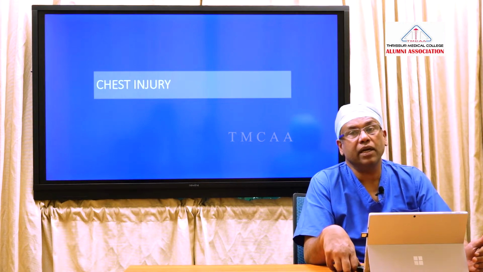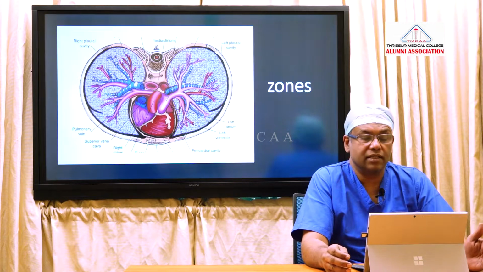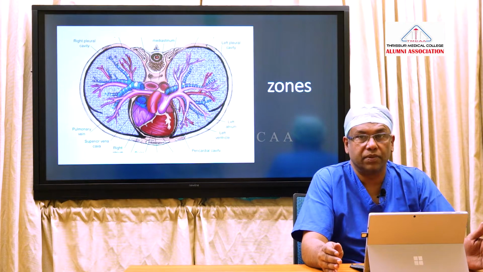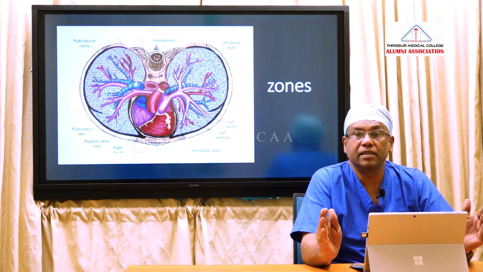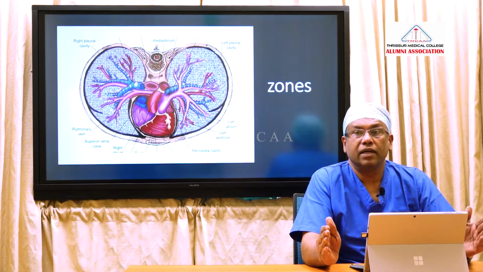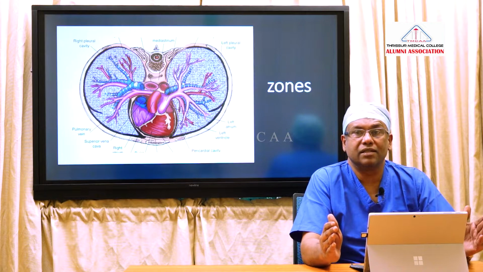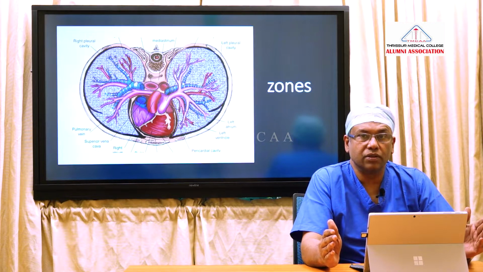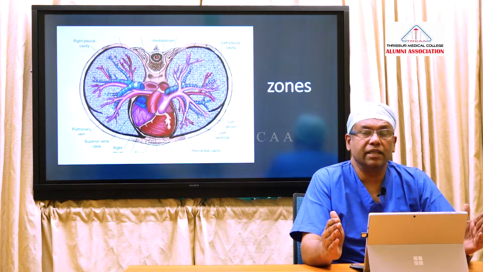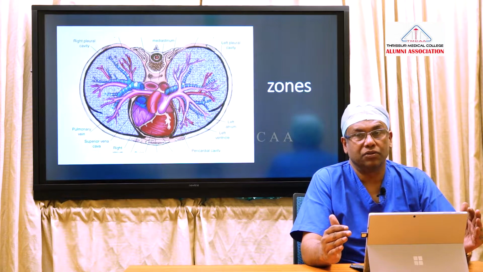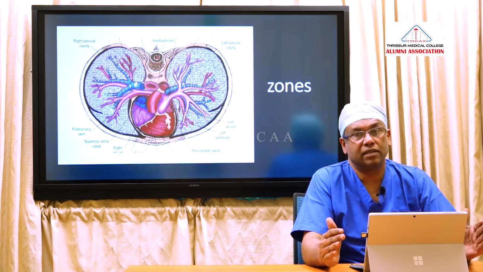So, for anatomical description, trauma of the chest is divided into three zones for description purposes. Basically, the management remains exactly the same. But for description purposes, the chest is divided into three zones. Zone 1 means the chest wall, that is the ribs and the pleura. Zone 2 is the lung parenchymal injuries, and zone 3 is the mediastinal injuries.